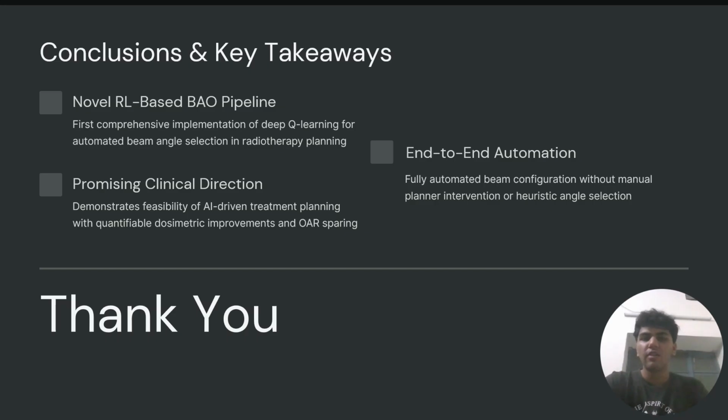Secondly, the key takeaway is that the system demonstrates end-to-end automation. There were absolutely no manual interventions in the entire beam configuration process. Finally, this also establishes a promising clinical direction. Despite working with simplified dose models and using 2D slices only instead of 3D, the results show quantifiable improvements in tumor coverage and OAR sparing, indicating strong potential for AI-driven treatment planning.